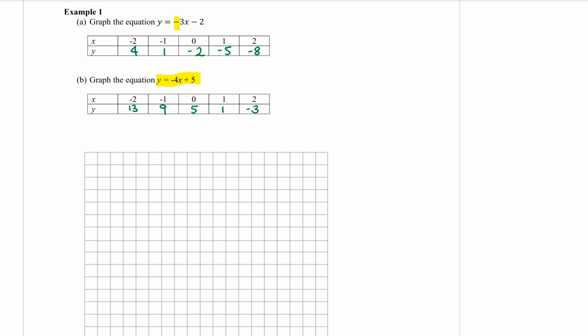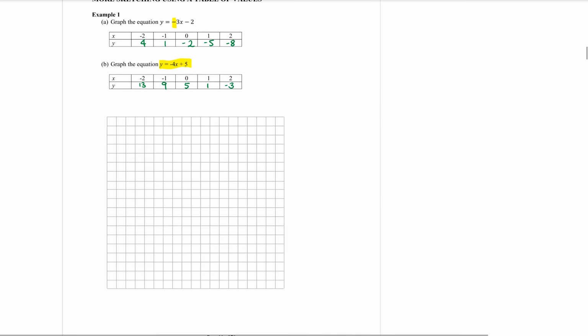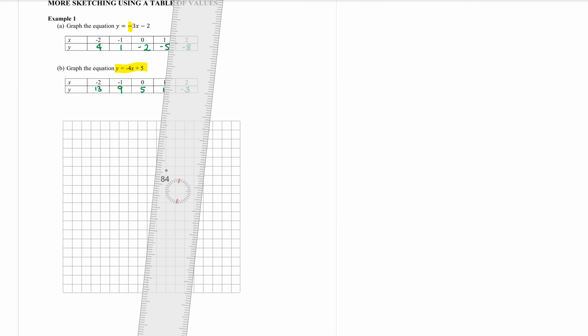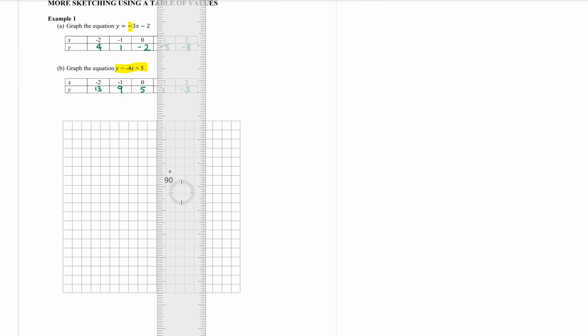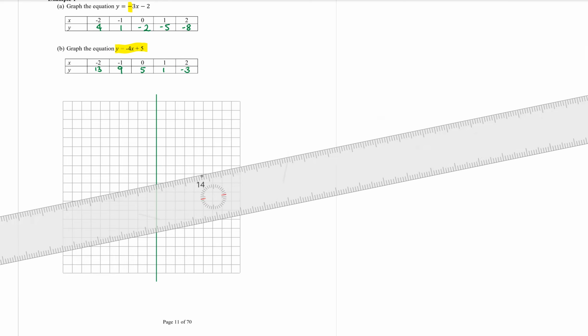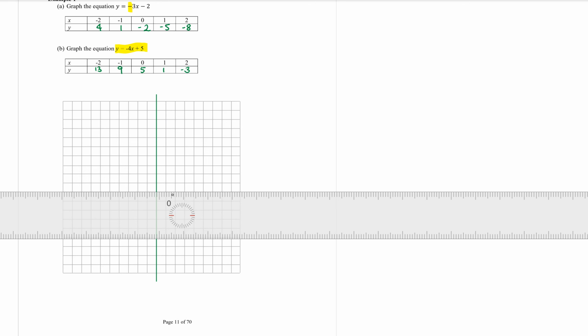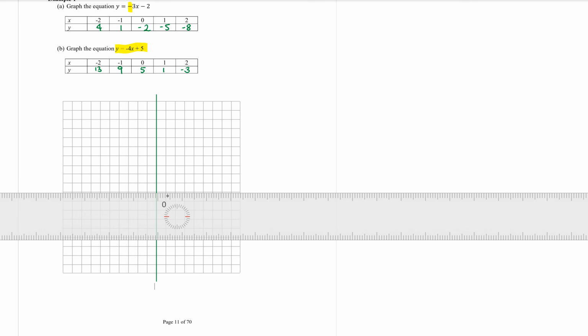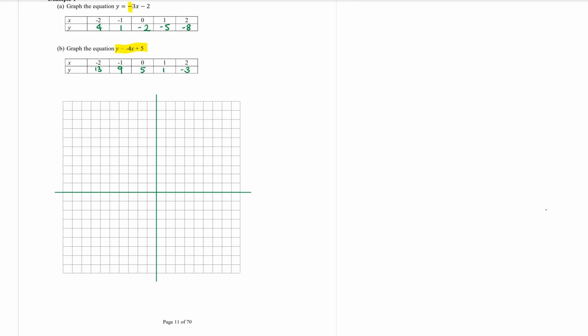Okay, so now we want to draw up our Cartesian plane. So let's use our ruler. A vertical line and a horizontal line. Okay, arrows on the end so that we can put x and y to label our axes.